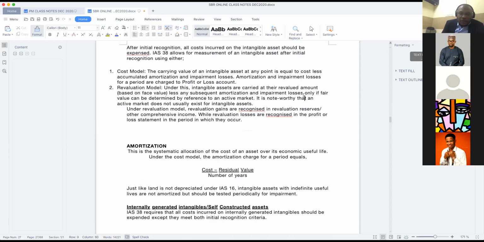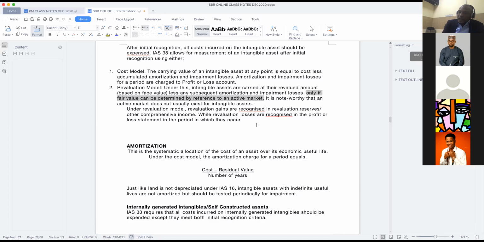Only if fair value can be determined by reference to an active market. This last part says that if we're using the revaluation model, then the only time we can revalue our intangible assets is if the fair value can be determined with reference to an active market. So only where there is an active market for that intangible asset. There are few things like patents that would have an active market. If your intangible doesn't have an active market, then you cannot use the revaluation model.